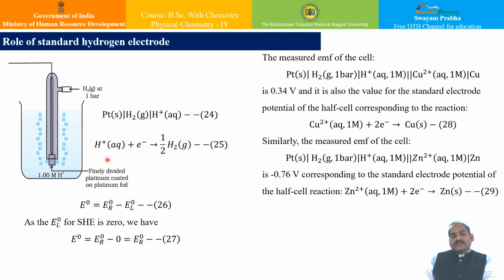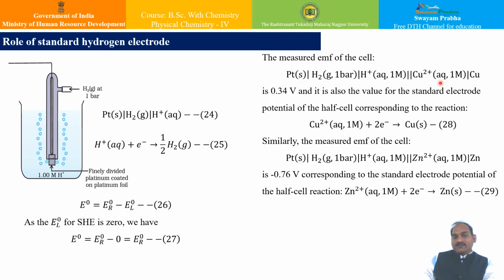Now let us take the example of two cells which are connected, because we are familiar with such systems. Let us take this particular cell, wherein on the left hand side there is a standard hydrogen electrode, and on the right hand side we have a copper electrode in contact with copper sulfate solution, or a solution containing the copper ion. It is connected to the standard hydrogen electrode.